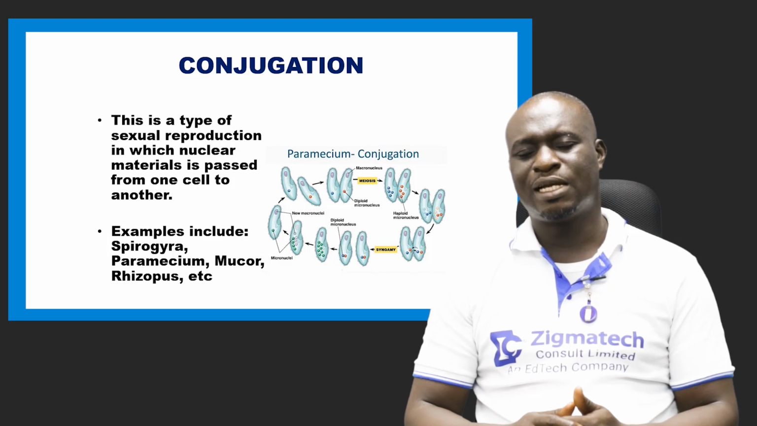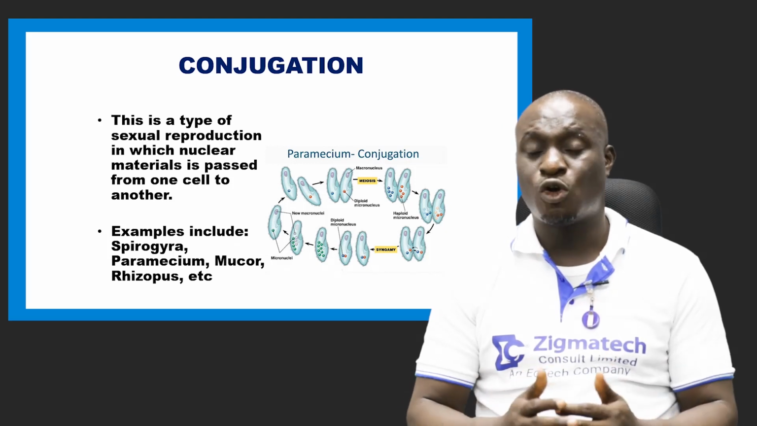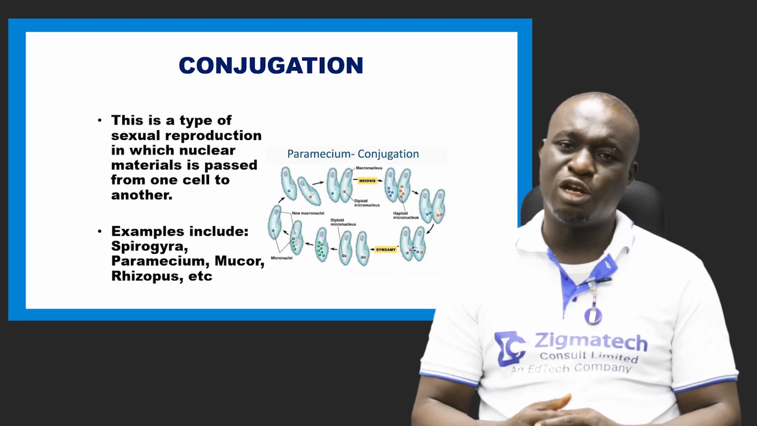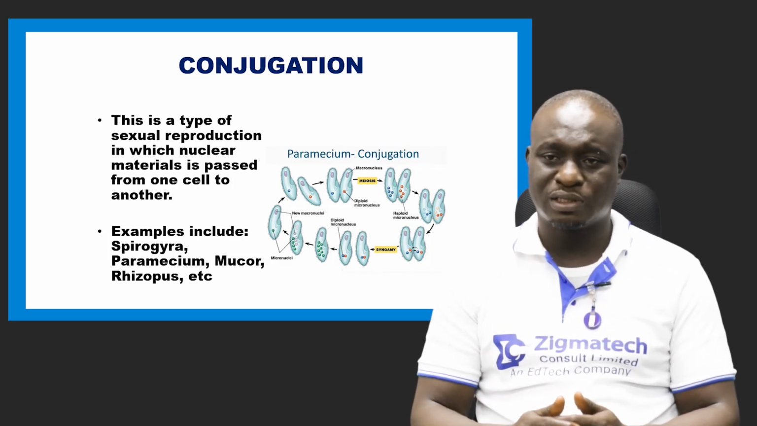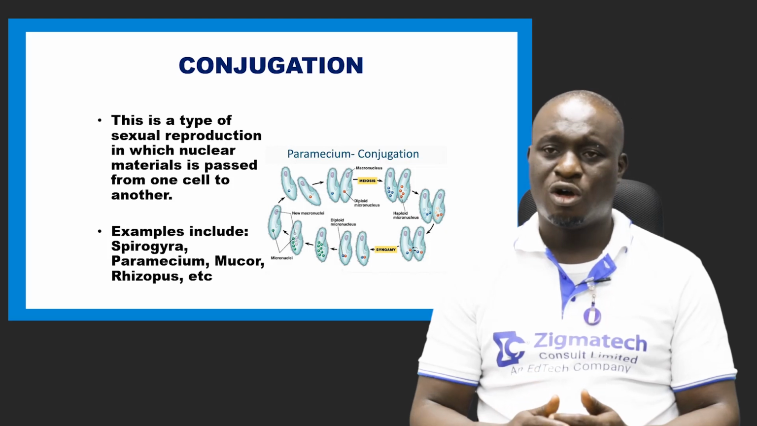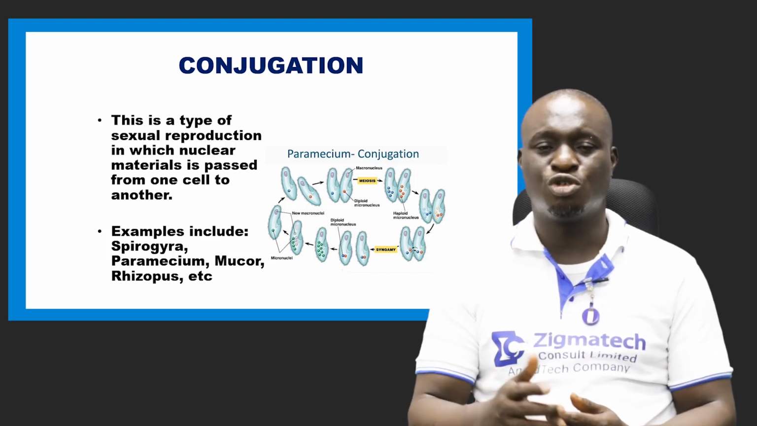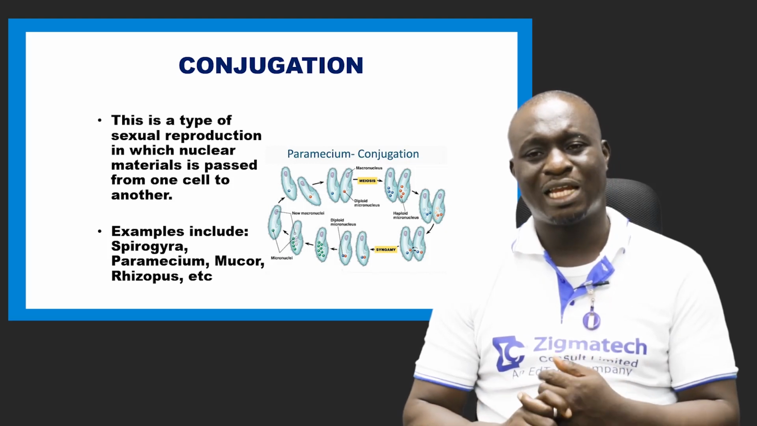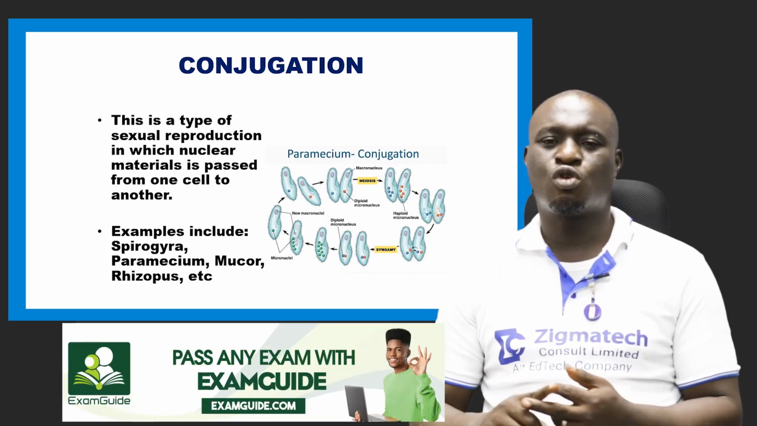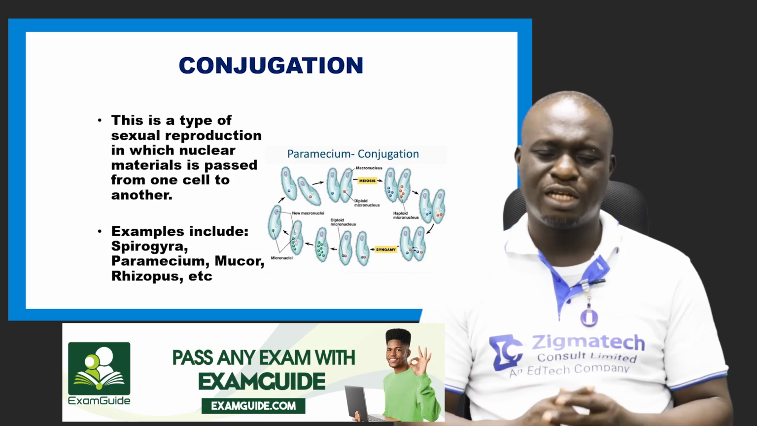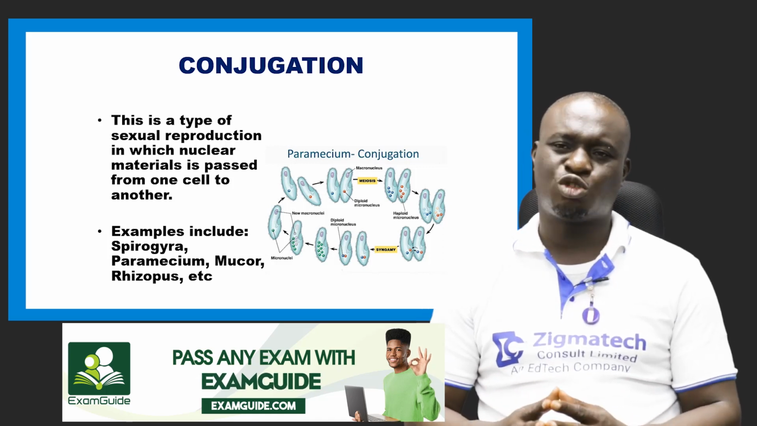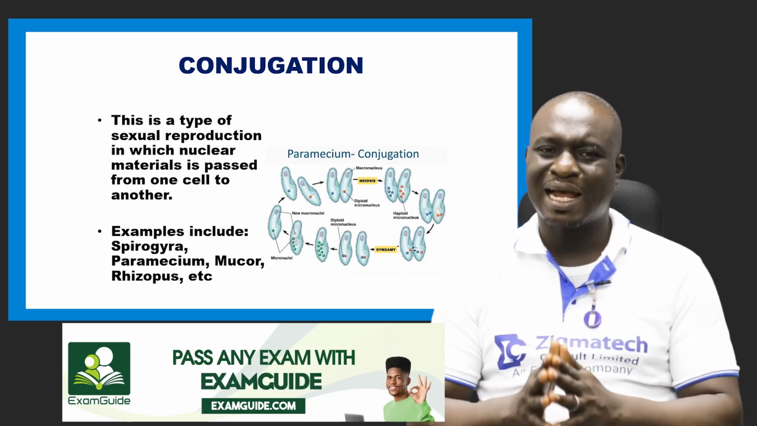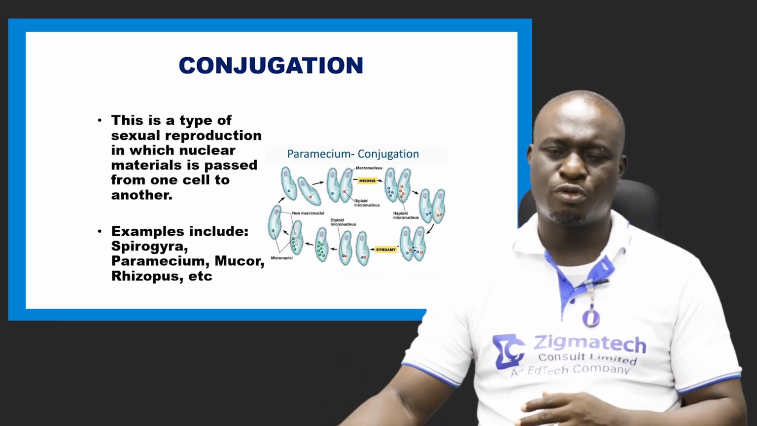Okay, in terms of conjugation, we have several organisms that carry out conjugation. Mostly you see them in lower multicellular organisms. Examples of organisms that carry out conjugation are Spirogyra, unicellular organisms like Paramecium, Mucor, Rhizopus, and so many others. These are organisms that carry out conjugation as a type of sexual reproduction.